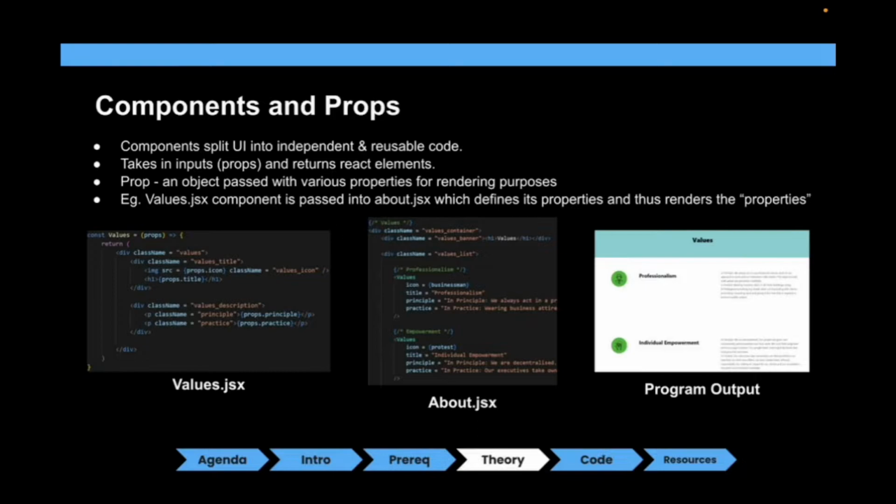This prop is then passed into the About JSX container, and it's passed in as properties of the values component. You can see that there are multiple values components. We have one for professionalism, we have one for empowerment. Both of these are the same instantiation of the values component, but with different properties. And then in the program output, you can see that again you have the description, you have the title, and you have an icon for that.